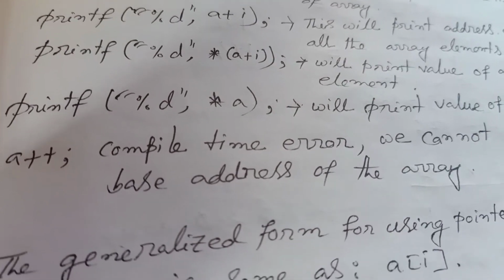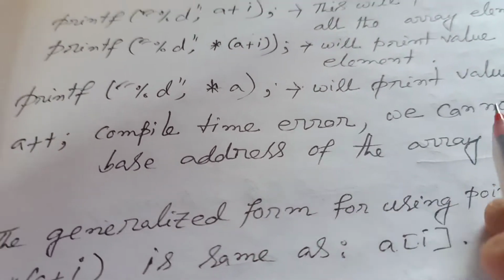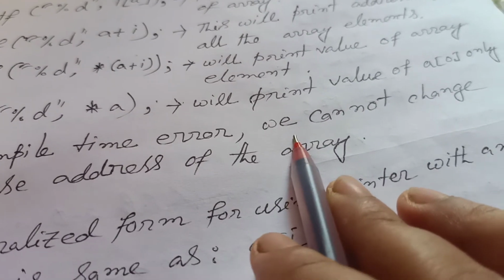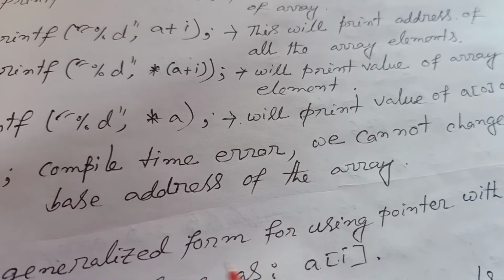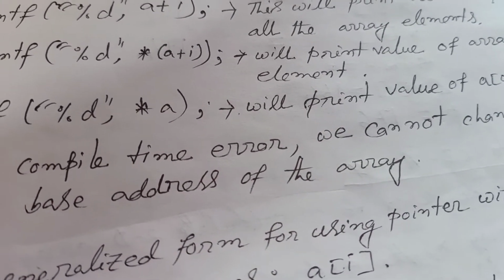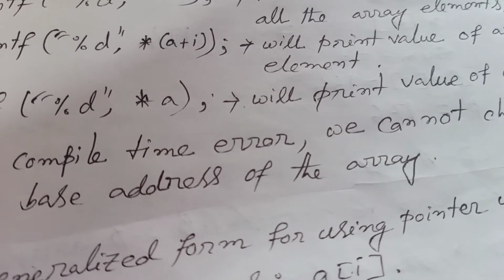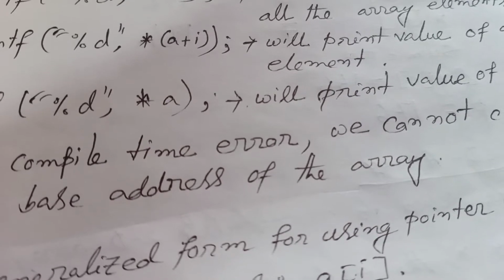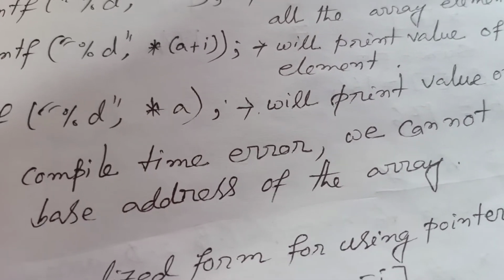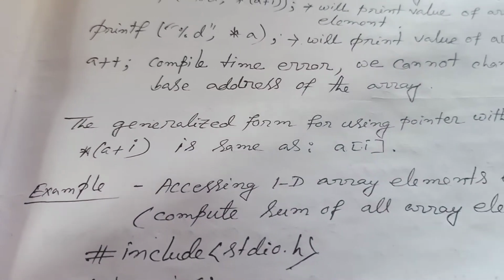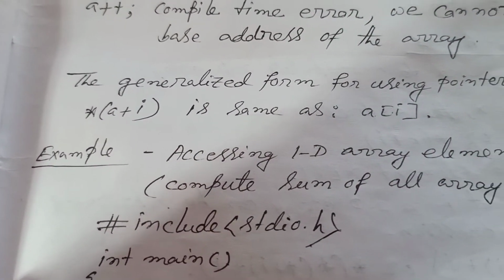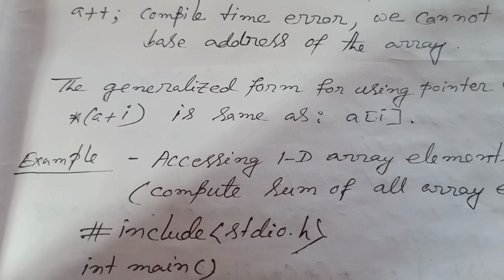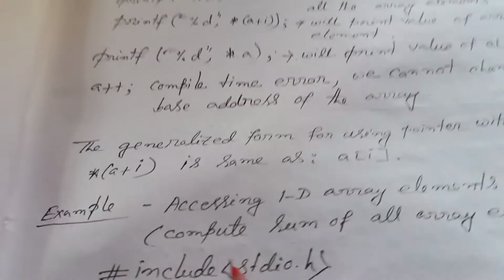If we are using a++, then we get a compile time error. We cannot change the base address of the array. If we use a++, then the base address value would be changed, so we get the compile time error. So the generalized form for using a pointer with an array is that *(a + i) is the same as a[i].